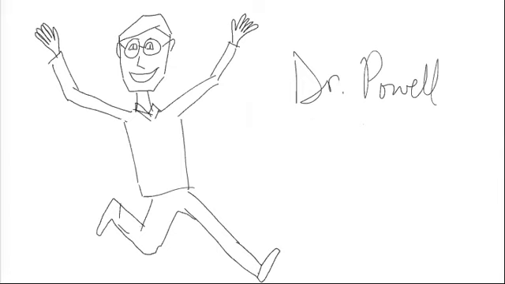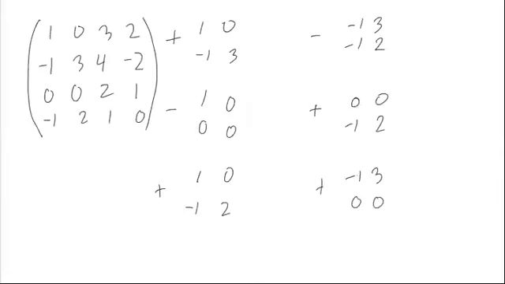Welcome to a lesson with Dr. Powell. Let's take a look at a way that we can take a determinant of a 4 by 4 matrix using a kitty corner technique.